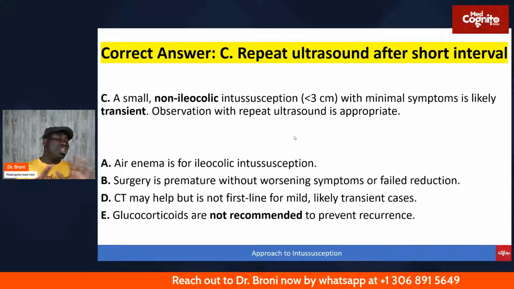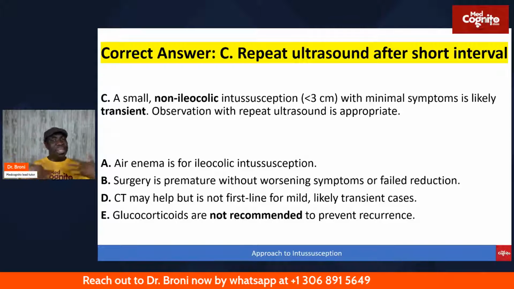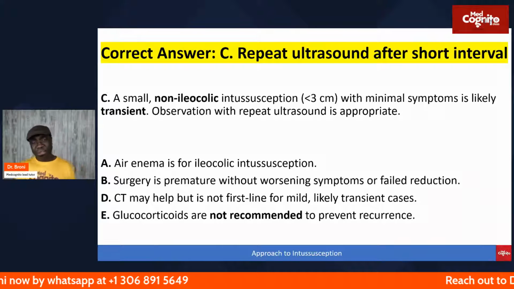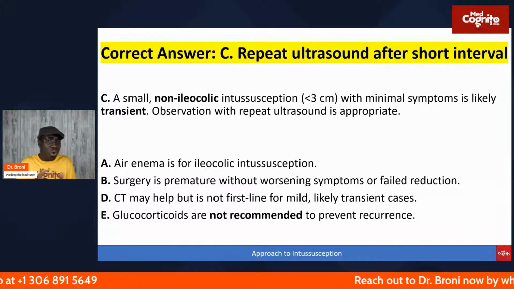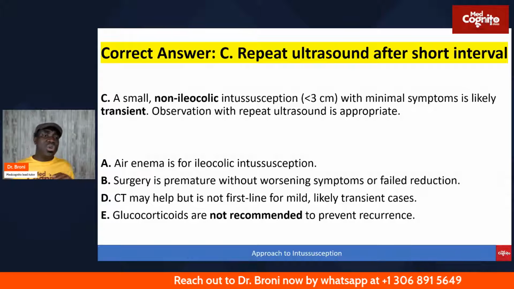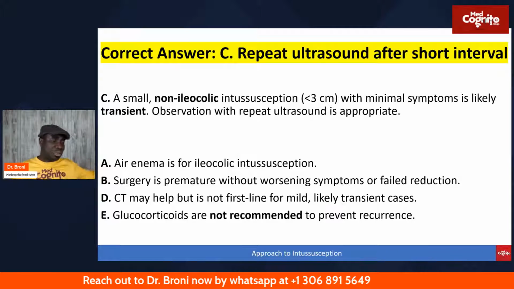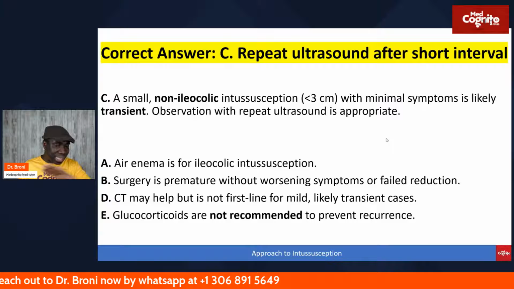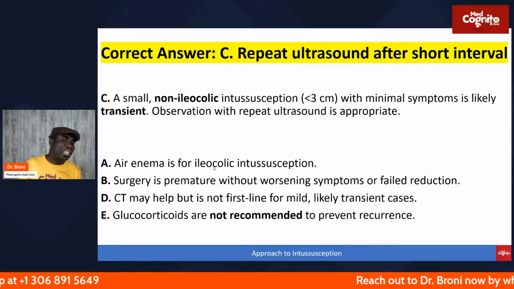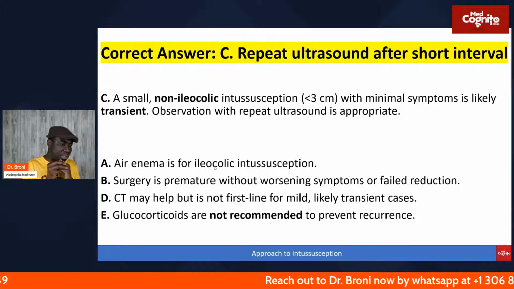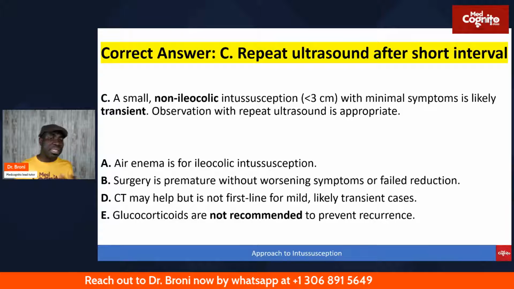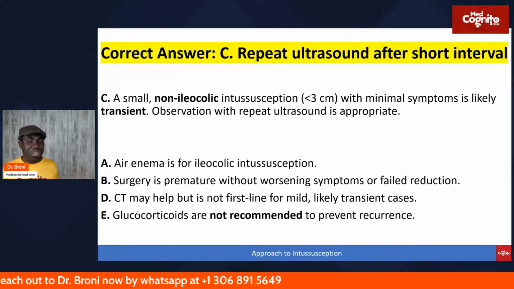So this is something you need to know. It's a hard fact. If you don't know it, you go ahead and say, "Oh, let's just do the pneumatic reduction." But because it's a non-ileocolic intussusception and it is less than 3 centimeters, you can just observe because most of the time it will just come out on its own. That's a hard fact. No worries about that. So air enema is for ileocolic intussusceptions. Surgery is premature without worsening symptoms.